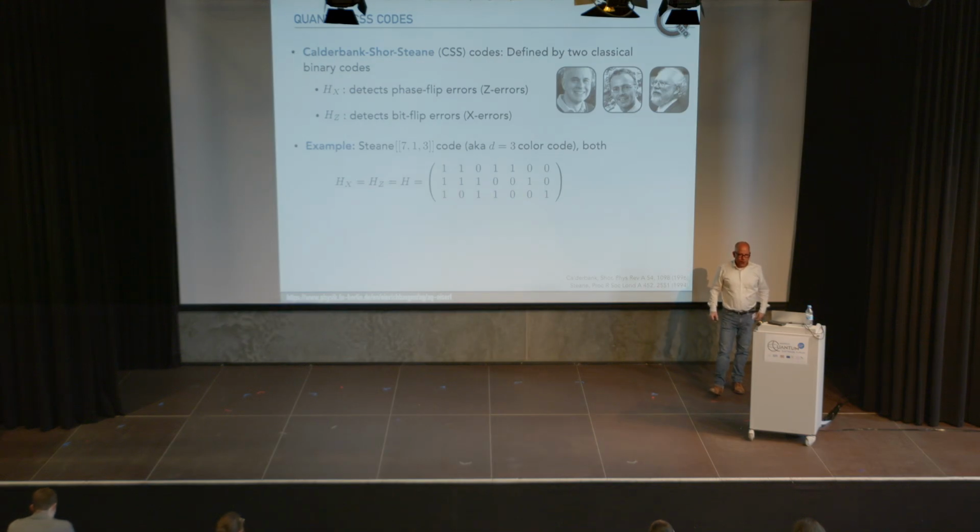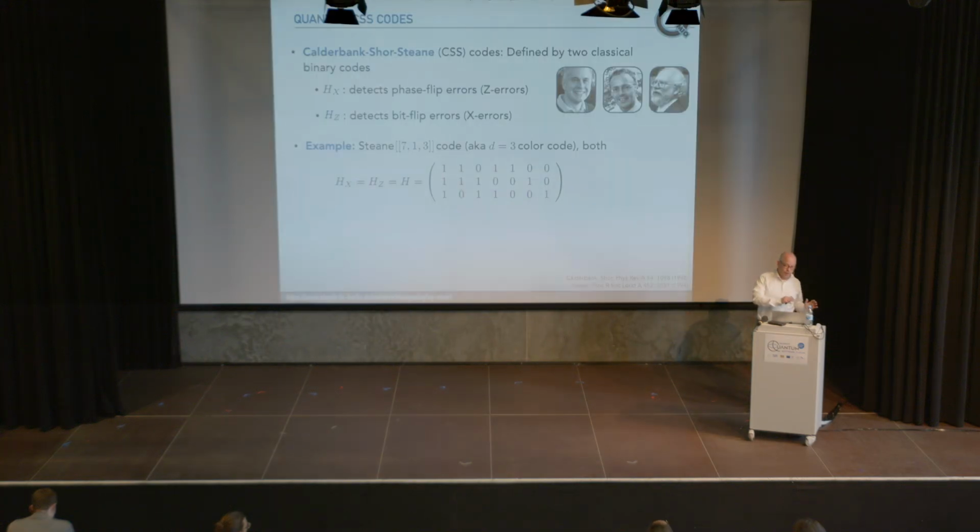Good. So how do you do it? Well, there are quantum CSS codes that are also very important. Most codes are CSS codes, Calderbank, Shor, Steane codes, which are basically pairs of classical codes. They're defined by 2 classical binary codes, one for the X world, detecting phase flip errors or Z errors, and one for the Z world that detects bit flip errors or X errors. There are 2 parity check matrices, and a good example would be the Steane code, like the 7,1,3 code. Or the d equals 3 color code. That's more like toric code nomenclature for the same thing.